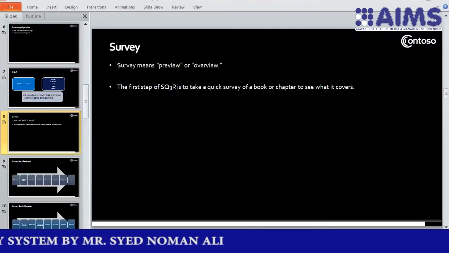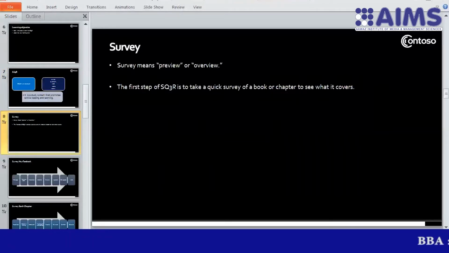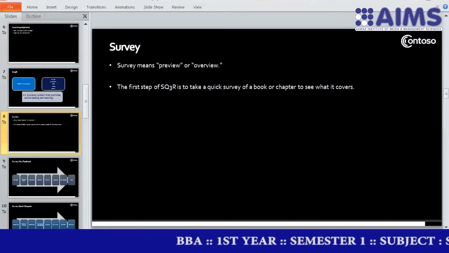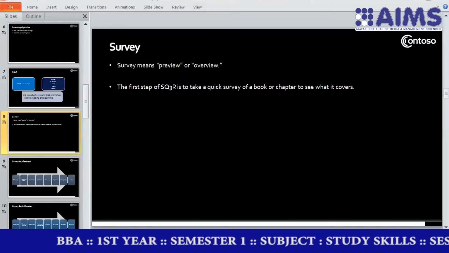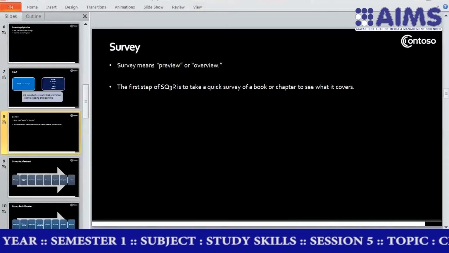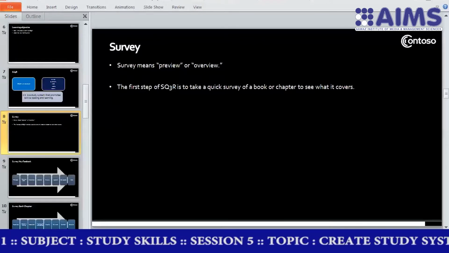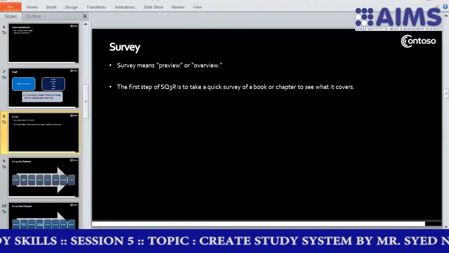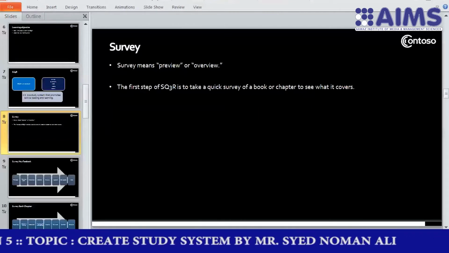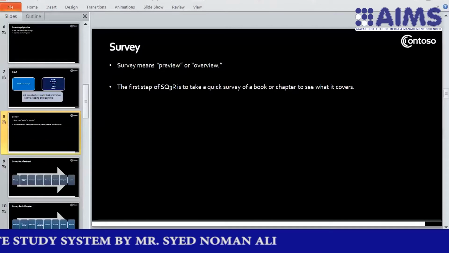Survey means what? Survey means the preview or the overview of the textbook, overview of the chapter, overview of the whole content. Preview what we are going to discuss and what we have already done. This one is a survey. What topics are covered, what content is completed.